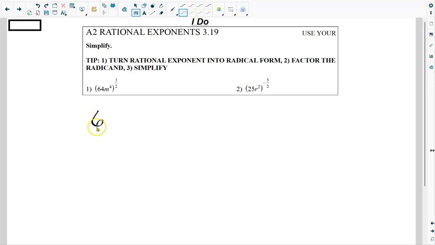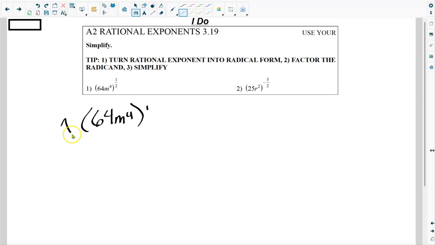So I have 64 m to the 4th, that to the 1st power. Okay, that's the easy part, right? Now, because it's a rational exponent, a fraction, I know the bottom is going to create a radical with an index, in this case, of 2.